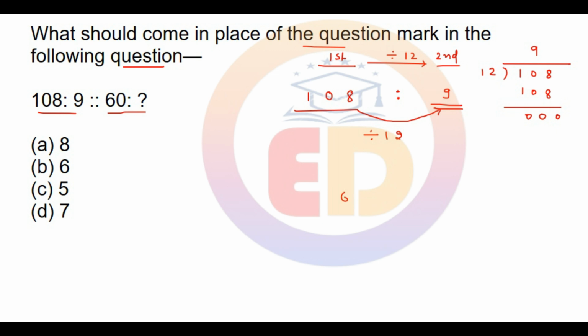Let us apply the same relationship on 60 to find out the missing number. If I divide 60 by 12, I know that 60 divided by 12 is 5. So my answer will be 5, which is option number C. Here the relationship of 108 and 9 was divided by 12. So we have to apply the same relationship on the second number 60, and we have to find out the missing number, which is 60 divided by 12 is 5, option number C.